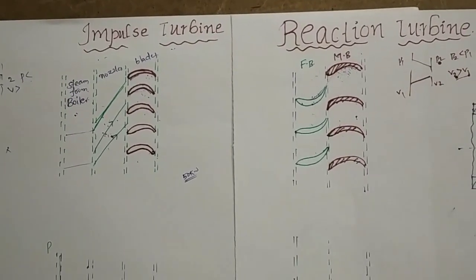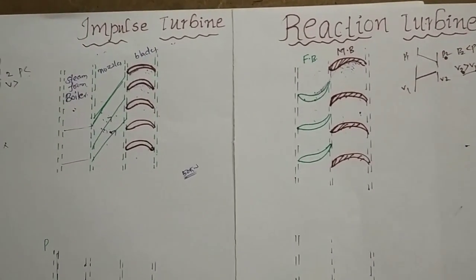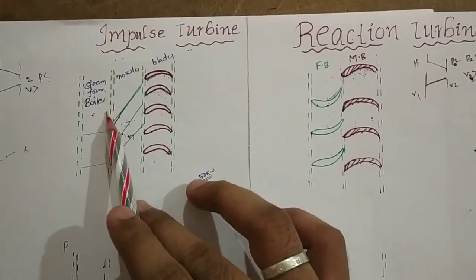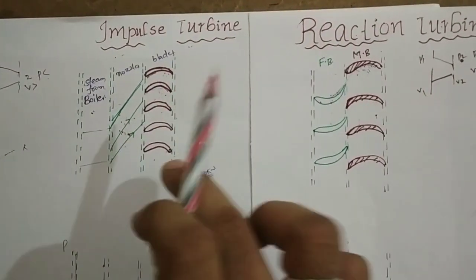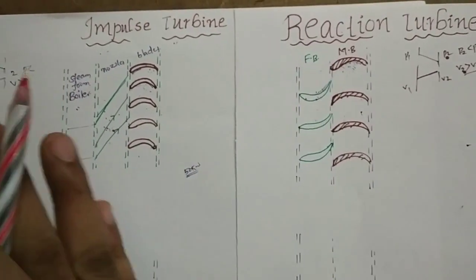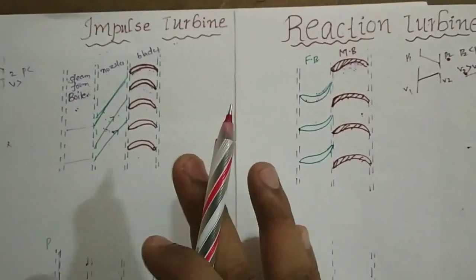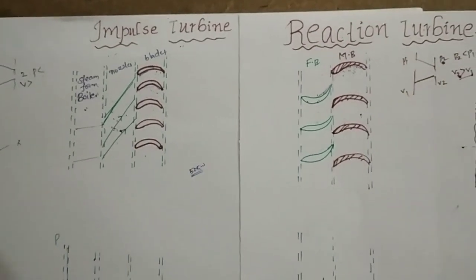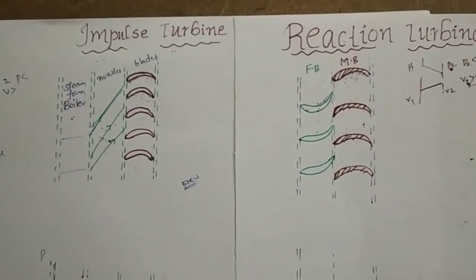What are the differences between the impulse and reaction turbine? This is the impulse turbine working diagram, and this is the reaction turbine working diagram. I placed them nearby because if I explain with the help of these diagrams, it will be very clear to you. That's why I am taking two diagrams of the reaction turbine and impulse turbine.